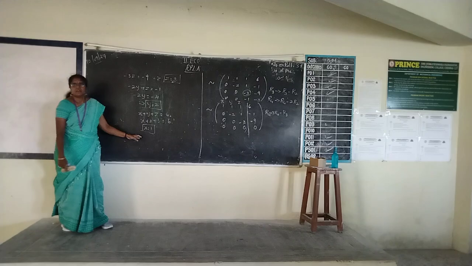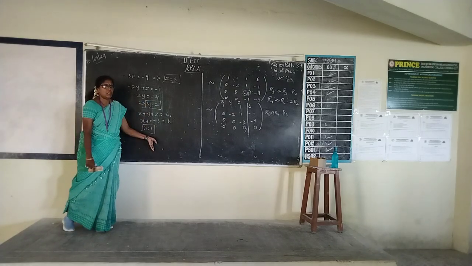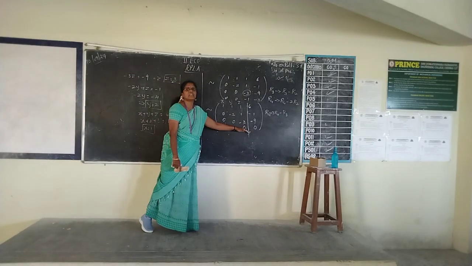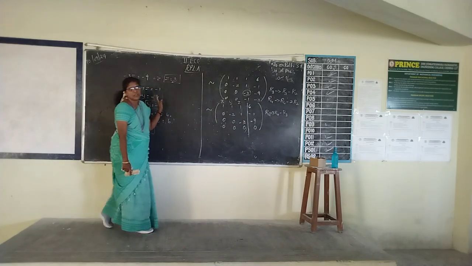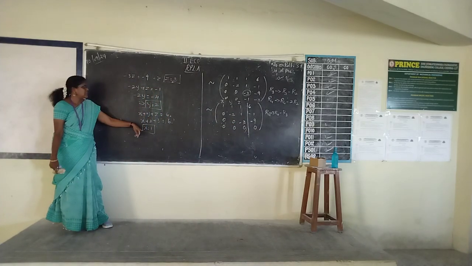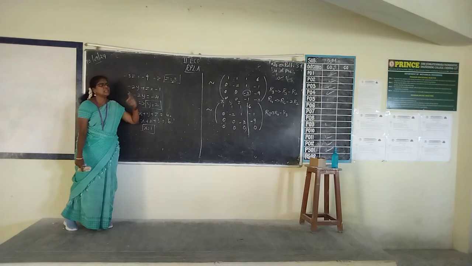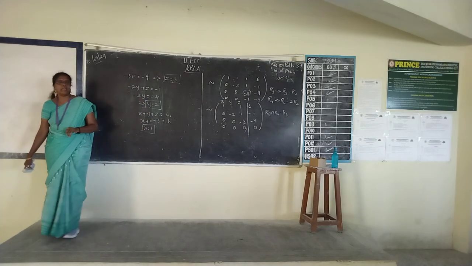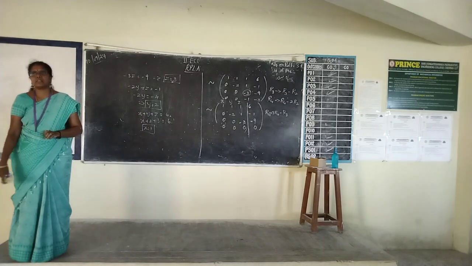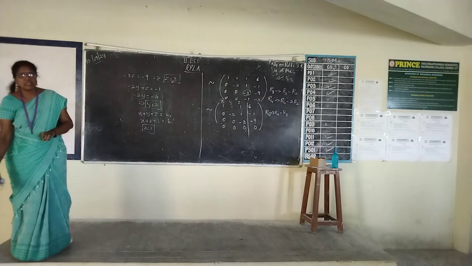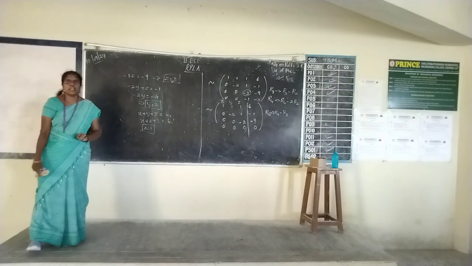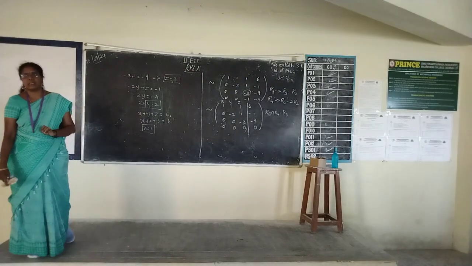Is that clear, ma'am? I am solving it further. Once you convert it to an upper triangular matrix, by back substitution from the last equation you can find the answers easily. So what is the solution for our problem? x equals 1, y equals 2 and z equals 3. Hence, the solution is x equals 1, y equals 2, z equals 3.